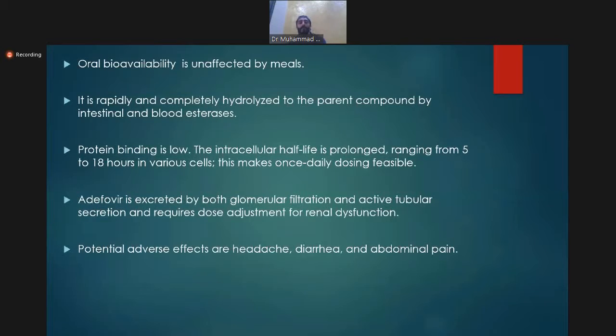Oral bioavailability is unaffected by meals, and it is rapidly and completely hydrolyzed to the parent compound by intestinal and blood esterases. Protein binding is low, and the intracellular half-life is prolonged, ranging from 5 to 18 hours. Adefovir is excreted by renal mechanisms, which include glomerular filtration and active tubular secretion. So when a patient is having renal dysfunction, you have to monitor and adjust the doses. Potential adverse effects include headache, diarrhea, and abdominal pain. ये तो Adefovir हो गया.